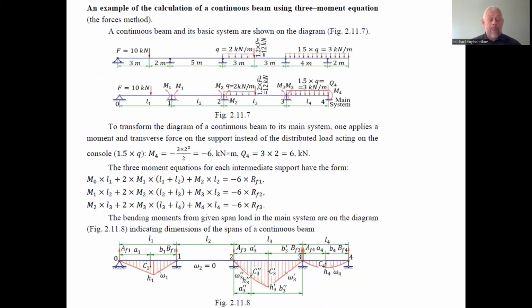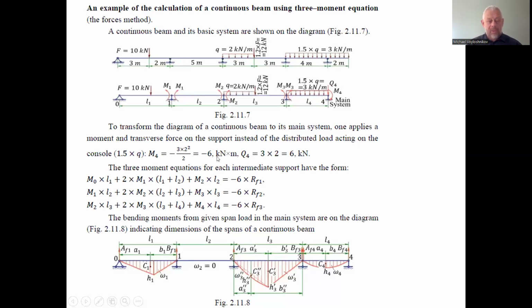Yes, and the exercise is indicated in the draft 2.11.7. We have the continuous beam, supported at the two ends, and these 1, 2, 3 as well. These are 3 intermediate supporting links here, and we have to determine the diagrams of bending moments and shearing forces using the force approach and using the equations of three moments.